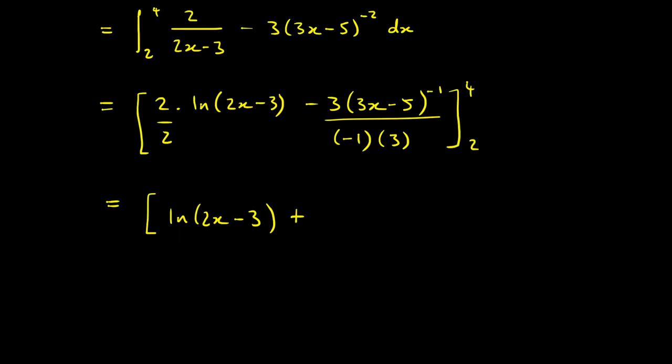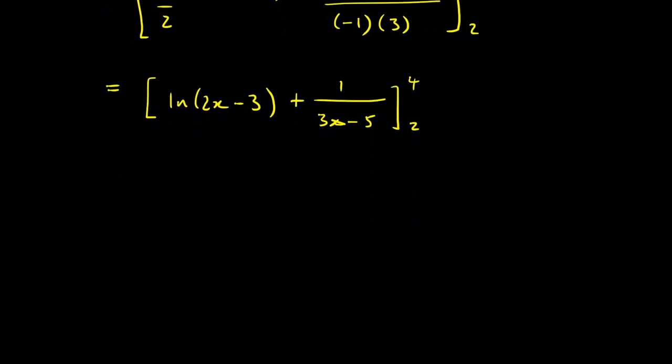And then how can I write this guy in a more helpful way? Well, we don't want indices form anymore because we've already integrated. What we actually want is to go back to a fraction. So we've got 1 over 3x minus 5, like that. And now we've got bounds of 4 and 2. So having done that, everything is nicely simplified. Now we can substitute in our bounds.